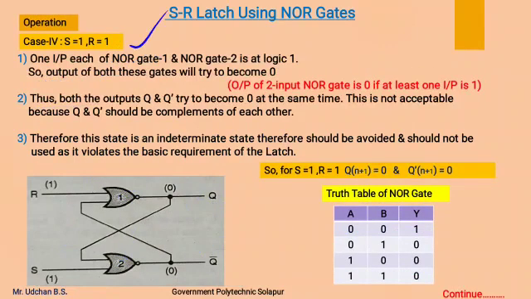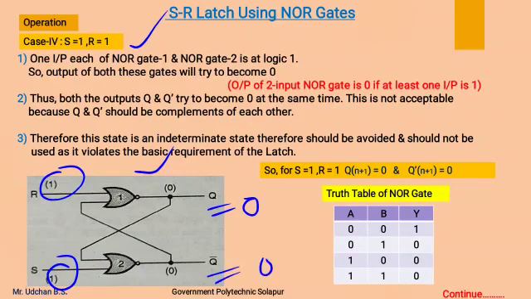Now in the last case, S is 1 and R is also 1. This is the circuit. S is 1, R is 1. As one input of each NOR gate 1 and NOR gate 2 is at logic 1, the output of both these gates will try to become 0 now, as at least one of the inputs of both the NOR gates is 1. Thus both the outputs Q and Q complement try to become 0 at the same time.